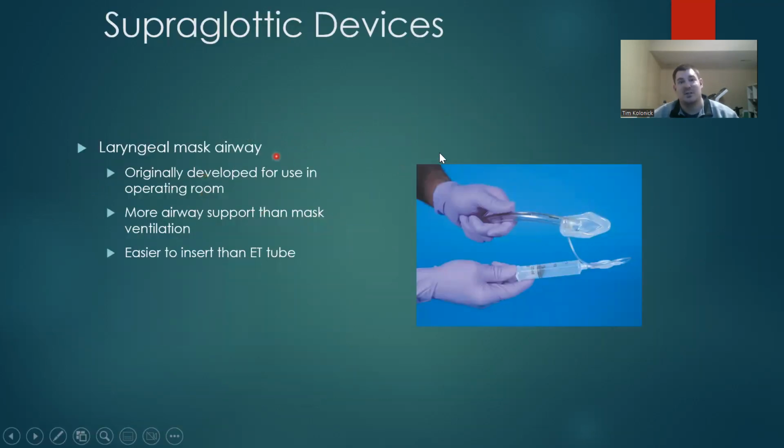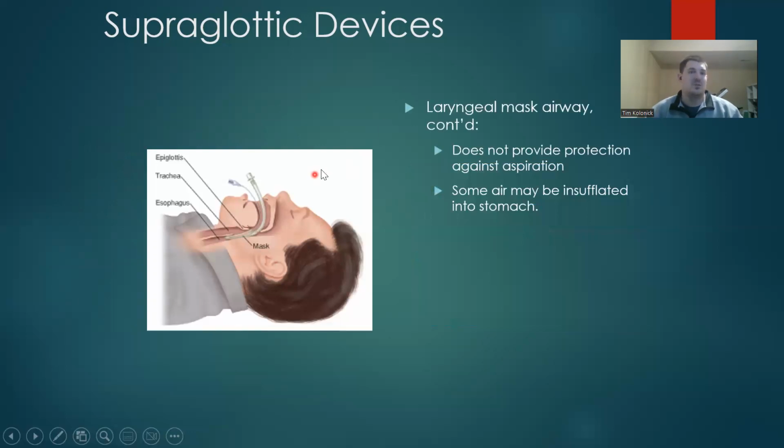Other things out there, you've got your LMAs, primarily used in ORs nowadays, but you might see other things like the iGel, which is becoming more and more common. These do also have to go into the esophagus, and they kind of block off that airway below and above and give you kind of a direct access to the trachea.